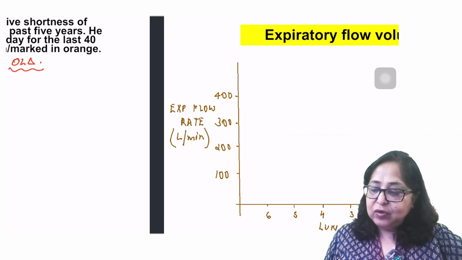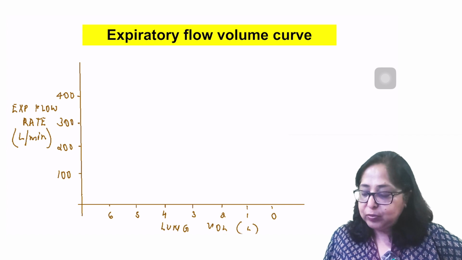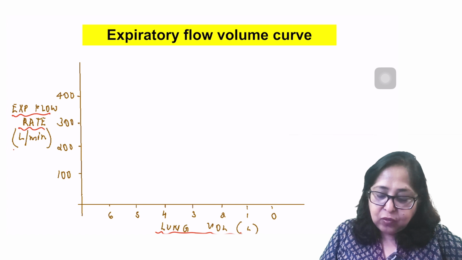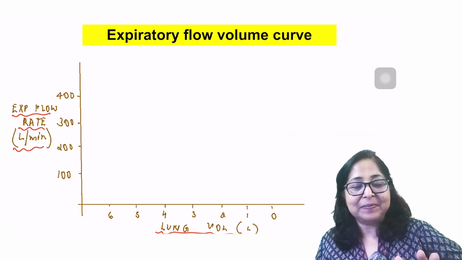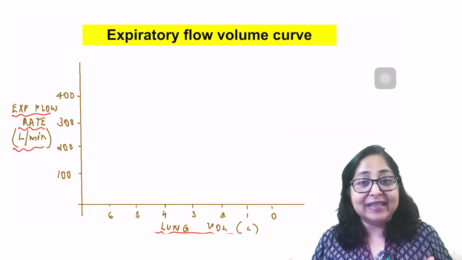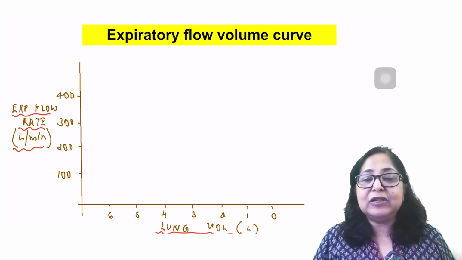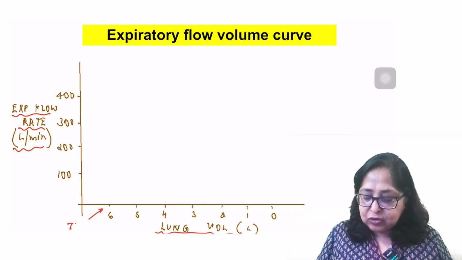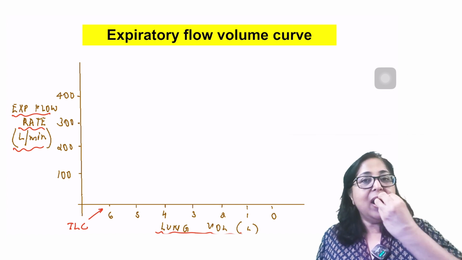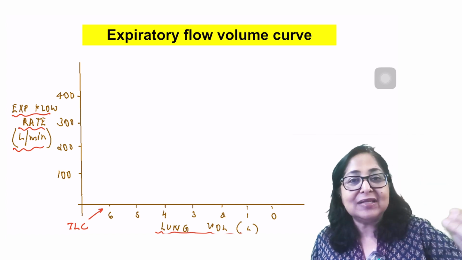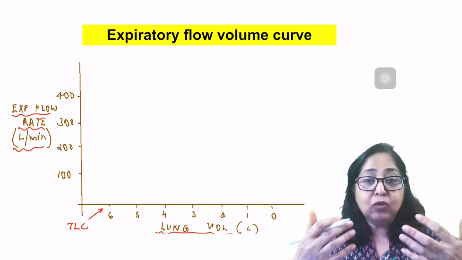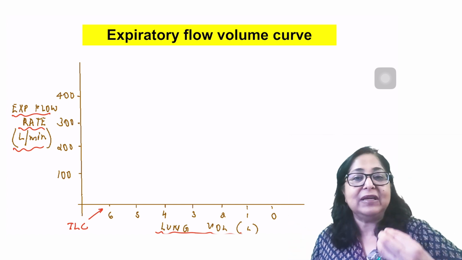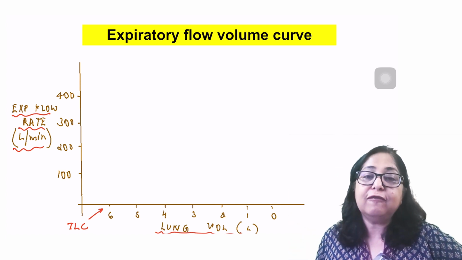So before that, let's have a look at what is the expiratory flow volume curve. For this, we have lung volume on the x-axis and the expiratory flow rate in liters per minute on the y-axis. So how do I record this curve is, my instructions to the patient are take a deep inspiration, maximum inspiration. His lung volume will be at total lung capacity. Now I ask him to breathe out into a special spirometer. He has to breathe out forcefully and as fast as possible because the spirometer will record the expiratory flow rate.